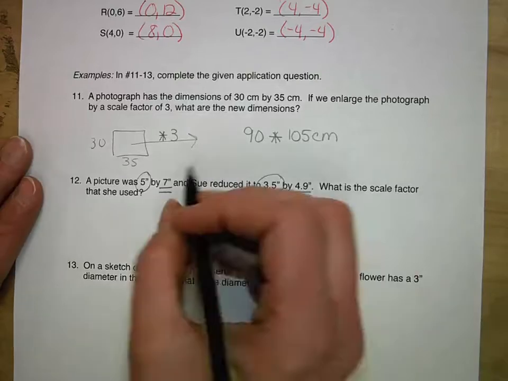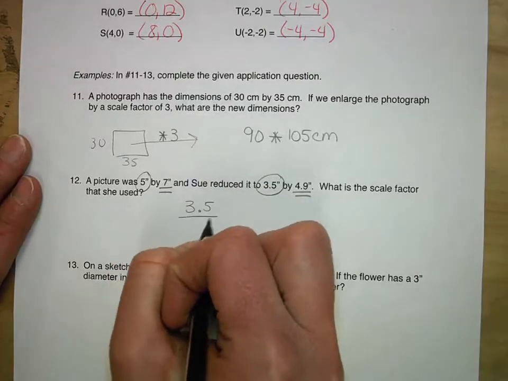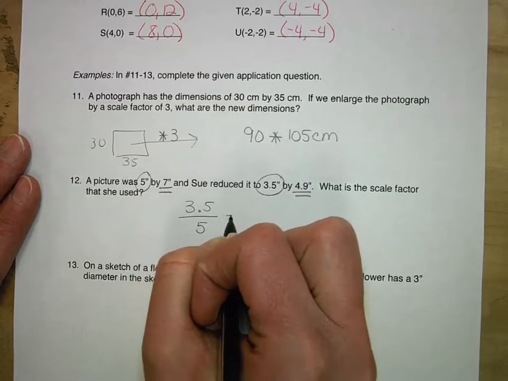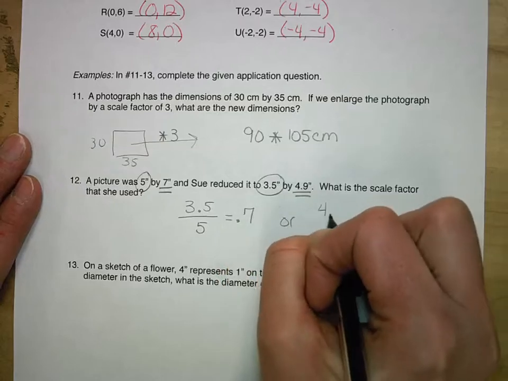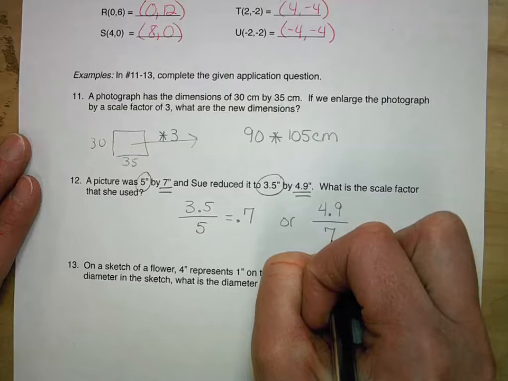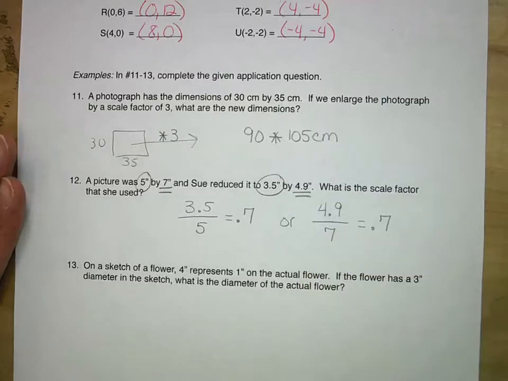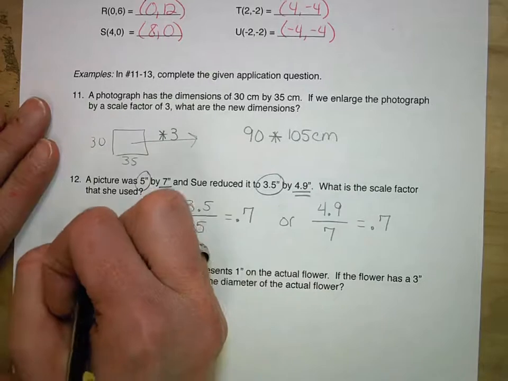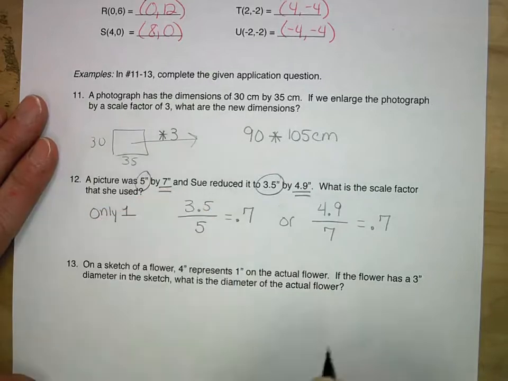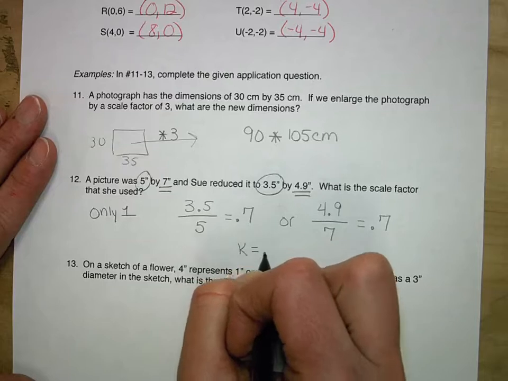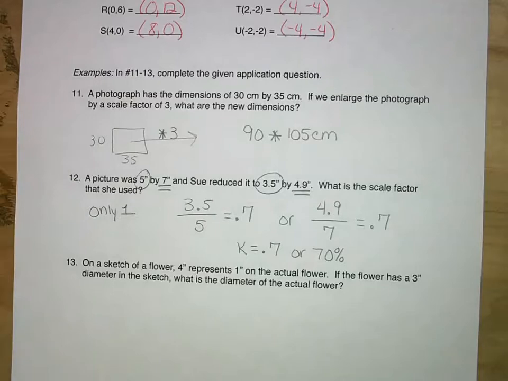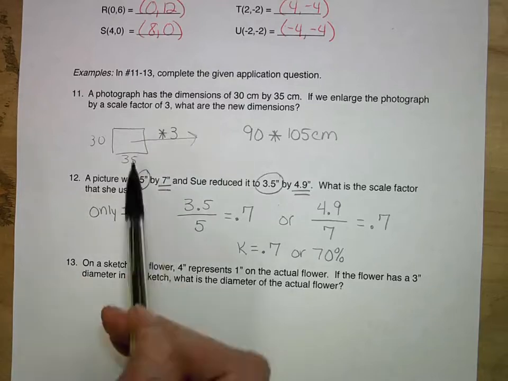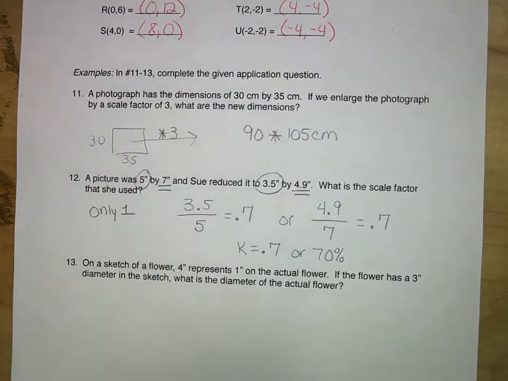But because it got smaller, you have to put the smaller number on top. So 3.5 divided by 5 is 0.7. Or, if you do the other one, 4.9 divided by 7 is still 0.7. So it doesn't matter which. You only really have to do one. Okay? But either way, K is 0.7, or if you like percents, that'd be 70%. So I don't necessarily care on that one how you want to do it. So notice these two were kind of similar, but it was a little different. So it's not going to always be exactly the same question.